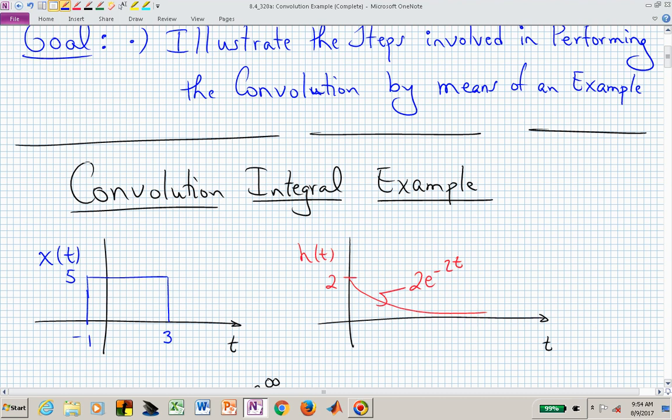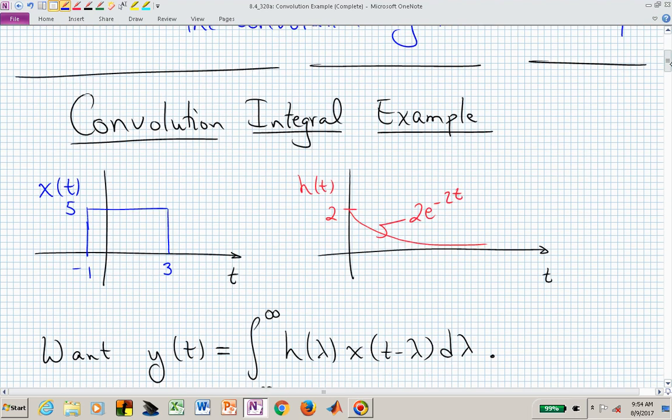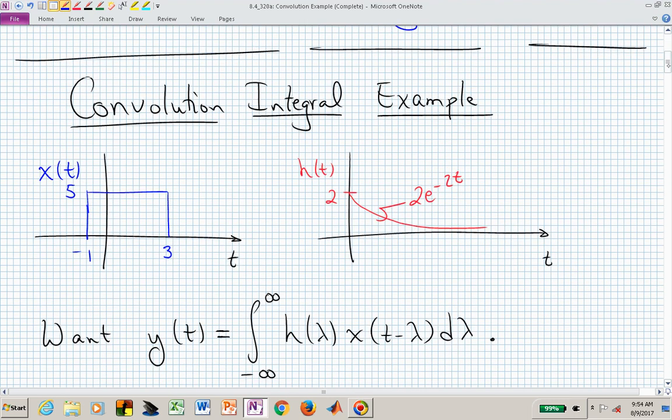Here's our convolution example that we want to work with. We have two waveforms, and I'll try to be consistent with my coloring so that you can distinguish between what's happening relative to x and what's happening relative to h. We want to convolve these two waveforms, which means that we want to use these functional forms in this integral to find what the convolution integral will be, or what is y of t.